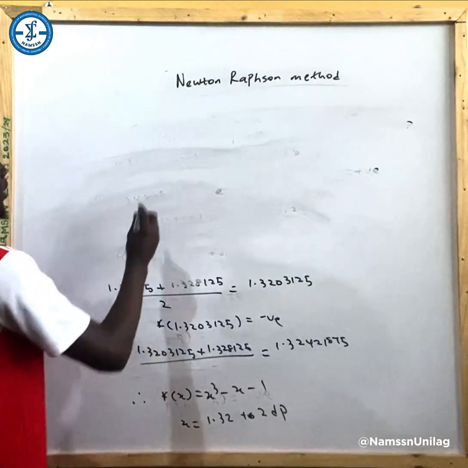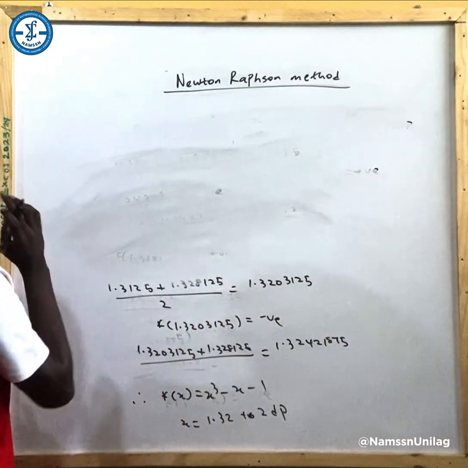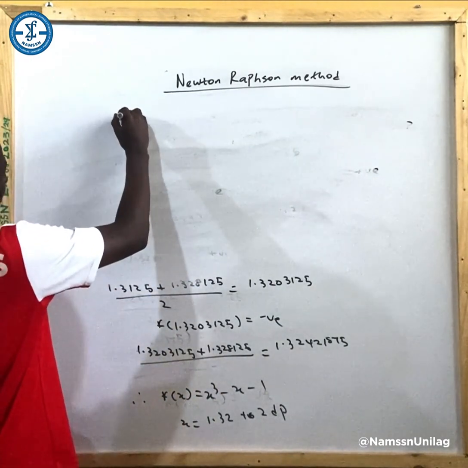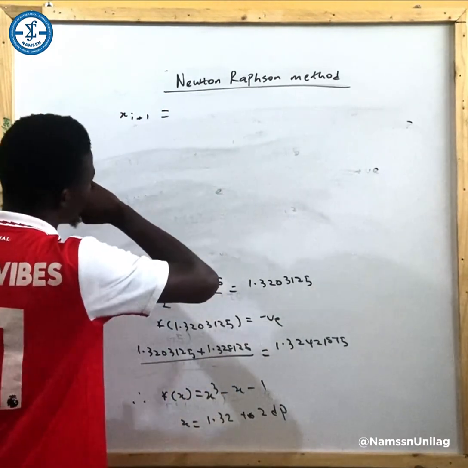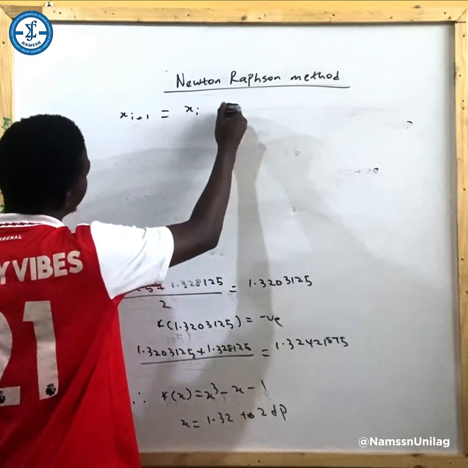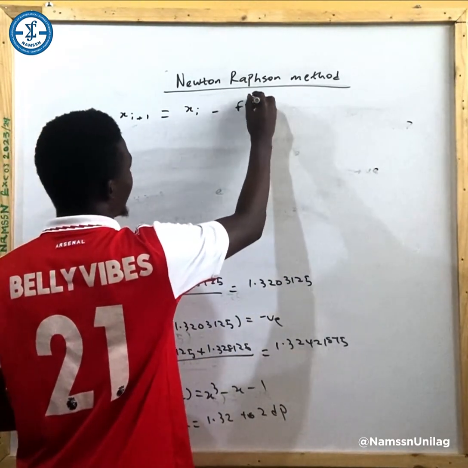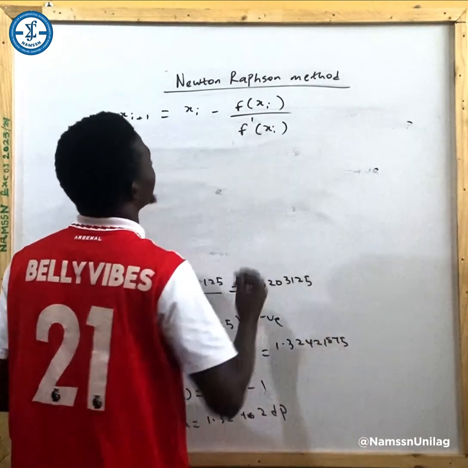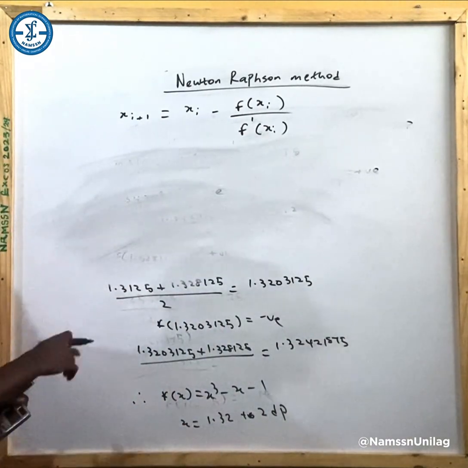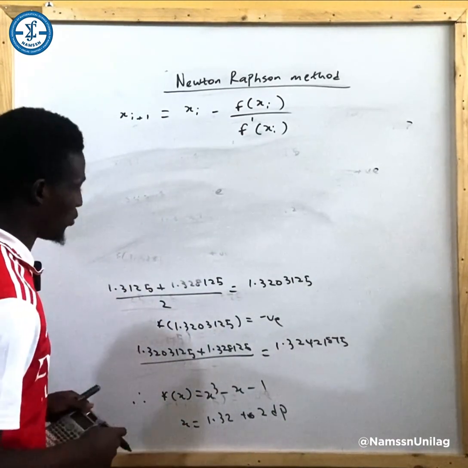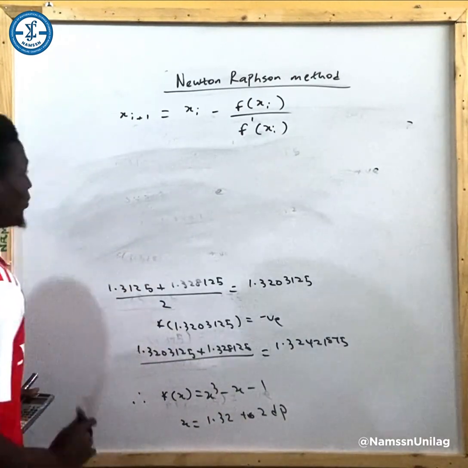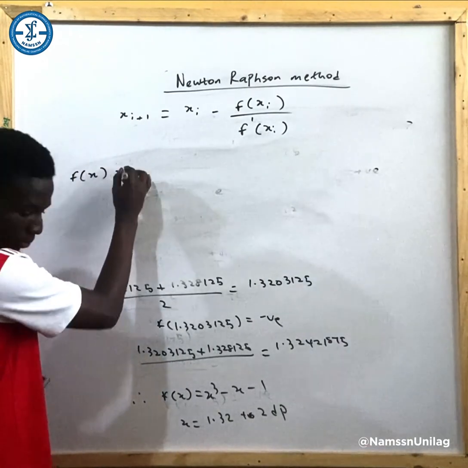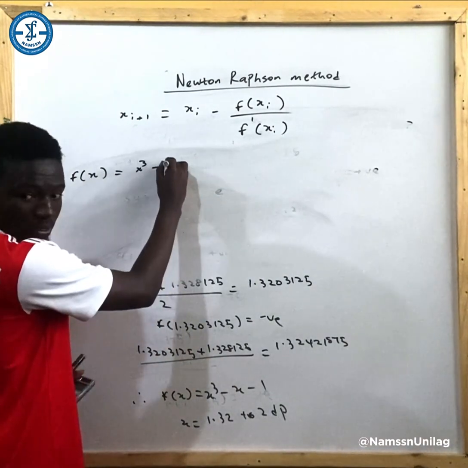Okay, so Newton-Raphson's method, the scheme. It goes by the formula x_{i+1} equals x_i minus f(x_i) over f'(x_i), where f(x_i) is the polynomial you're looking for. So preferably, I will still use this question. The question is f(x) equals x cubed minus x minus 1.